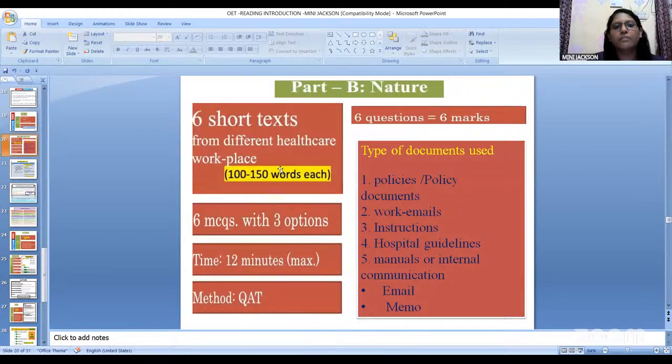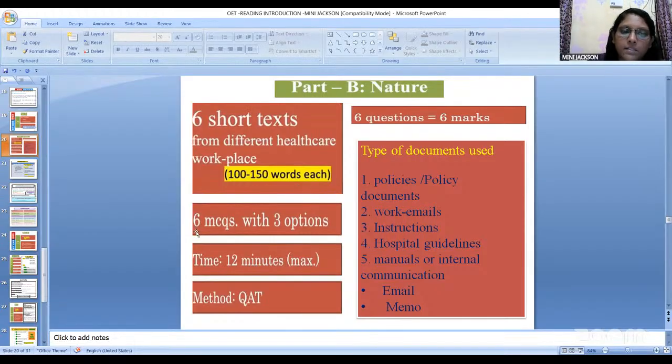Then we need to understand the nature of part B. How many questions are there? What type of questions can you have, how much time do you need to use, and what type of method do you have to use? Here there are 6 questions, 6 marks, and it will be in a different healthcare workplace. Each text will be 100 to 150 words.